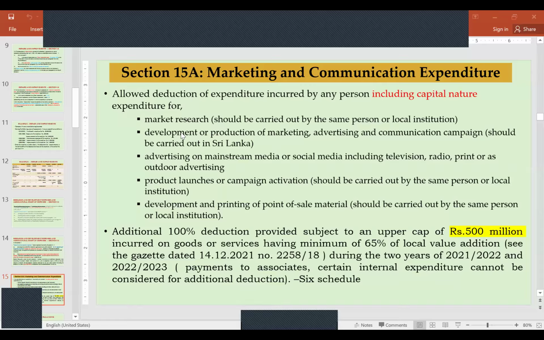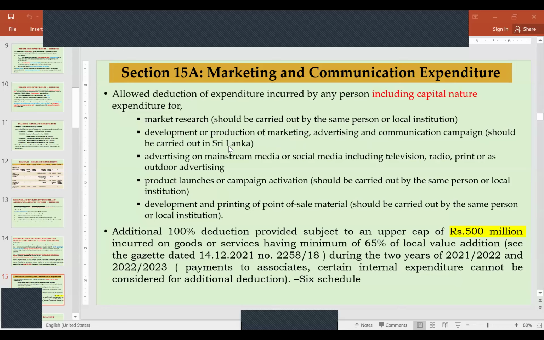Then the next expenditure under section 15A is development or production of marketing. It can be development or production of any marketing, advertising and communication campaign that should be carried out in Sri Lanka. So that also should be carried out in Sri Lanka.